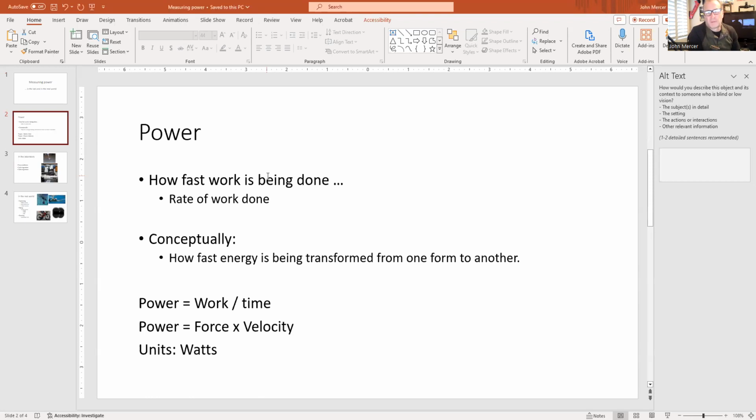Well, let's define power to begin with. Power is how fast work is being done. Work is applying a force over some distance. Another way, if you look up in a physics textbook, it may just say power is the rate of work done. Perfectly fine, same thing.